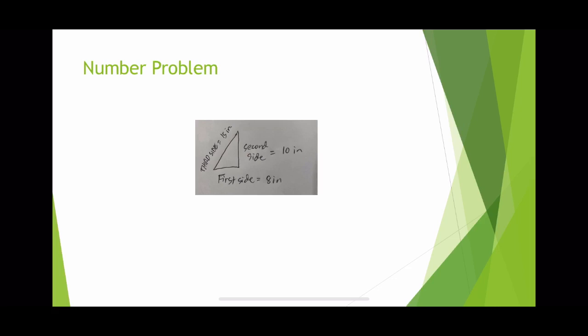Now that we know the sides of a triangle, which is the third side is 15 inches, second side is 10 inches, first side is 8 inches, we can now find the area of a triangle. The formula for the area of a triangle is A is equal to 1/2 base times the height. So the base here is the first side and the height here is the second side. So therefore, A is equal to 1/2 times 8 inches times 10 inches.